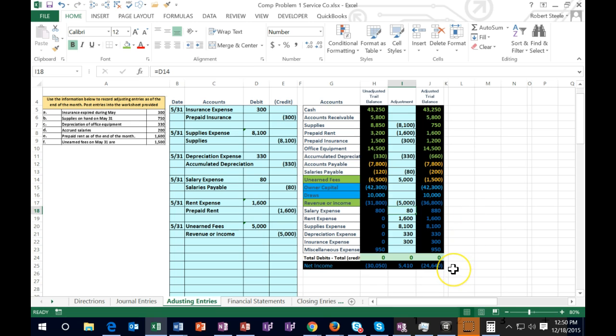What happened in net income? It went up in that case. Why? Because revenue went up. Net income is revenue minus expenses. So we have revenue beating expenses by the 24,640, also represented down here in the formula bar of 24,640. So we now have the adjusted trial balance that should be as correct as we can make it as of the cutoff date being 5/31. Now, we can use that information to make the financial statements.